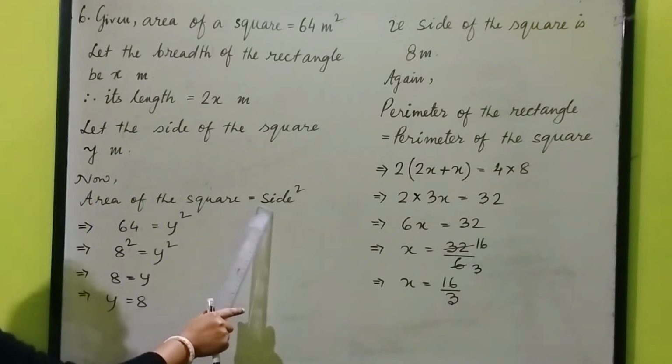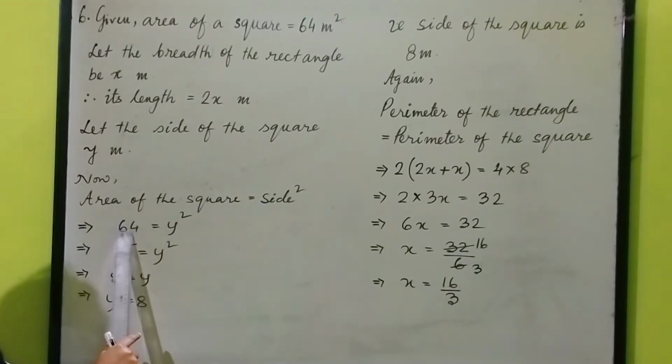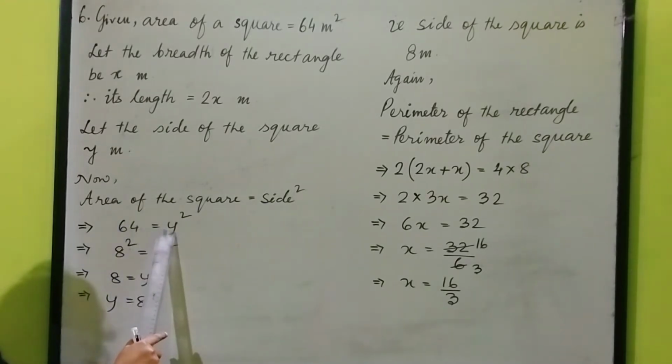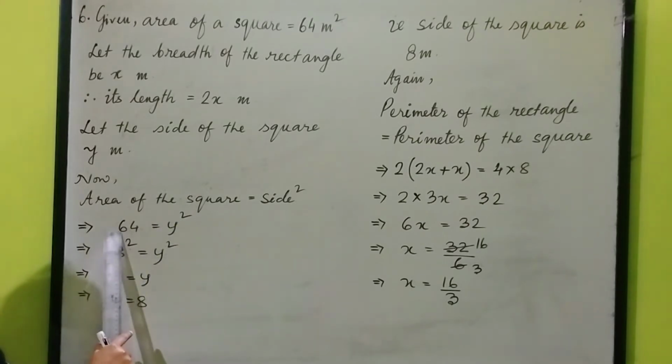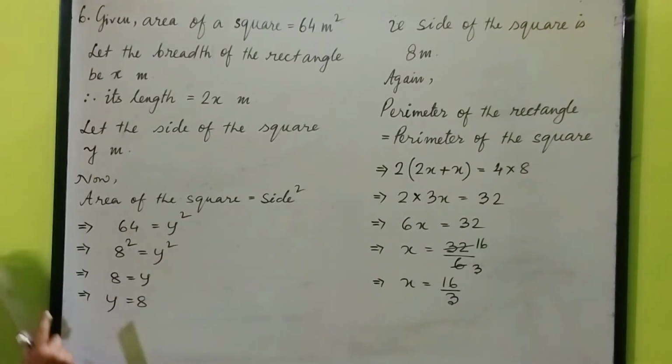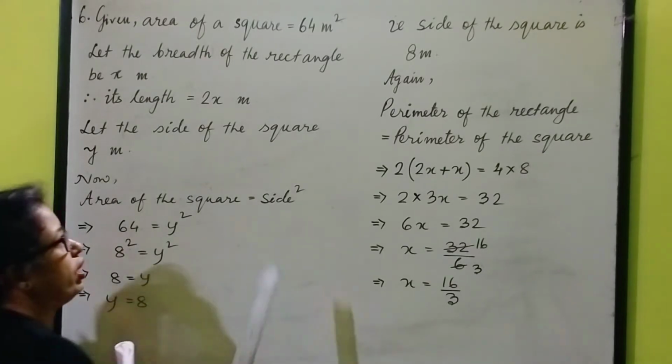Now, area of the square is how much? We know the formula, side square. The area of the square is given to you, 64. Side square means y square. So 64 can be written as 8 square. 8 square equal to y square. That means the powers cancel, so 8 equals y, that is y equal to 8. So y is the side of the square.